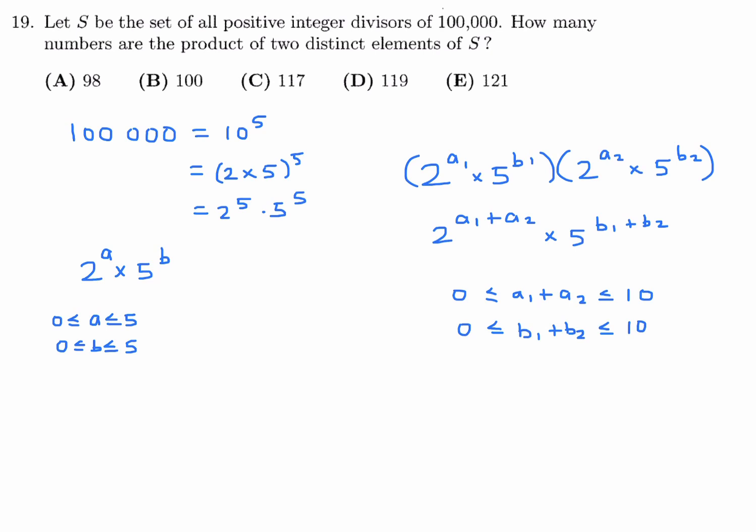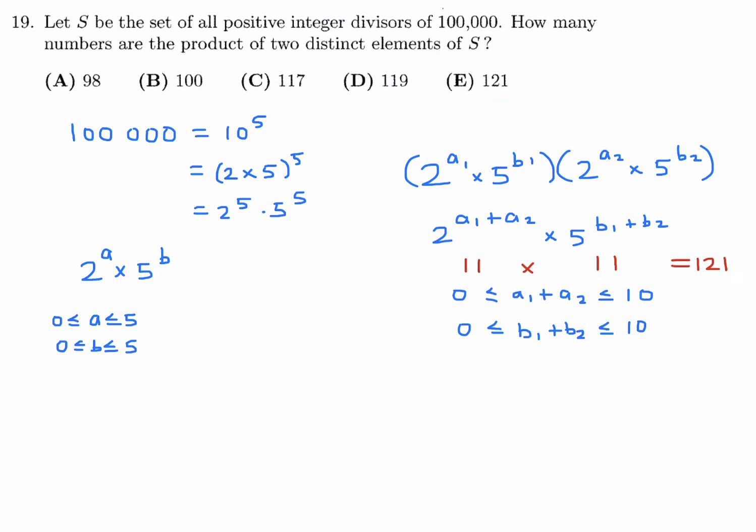So the number of possible values for A1 plus A2 looks like 11: 0, 1, 2, all the way up to 10. So we have 11 possible values for this. And the number of possible values for B1 plus B2 are also 11: 0, 1, 2, 3, all the way up until 10. So the number of possible values would be 11 times 11, which is 121. And that is one of the answers.